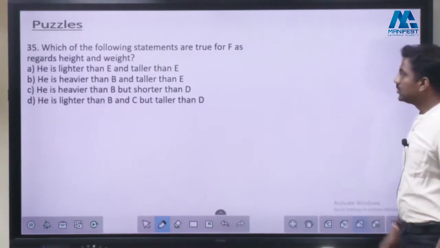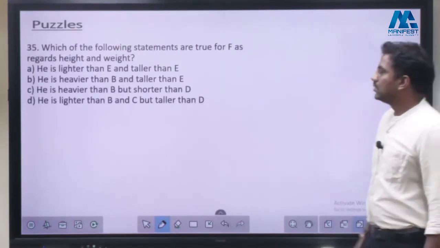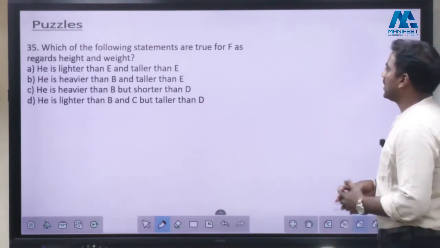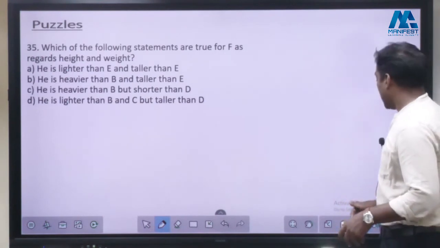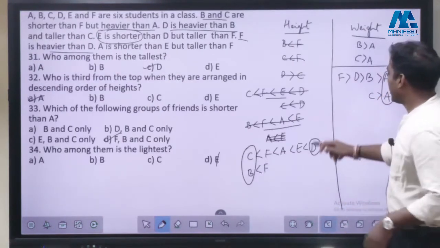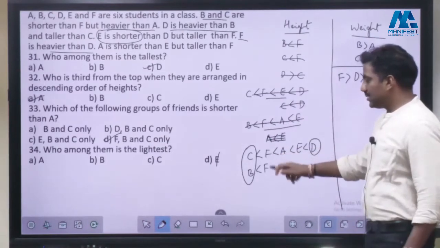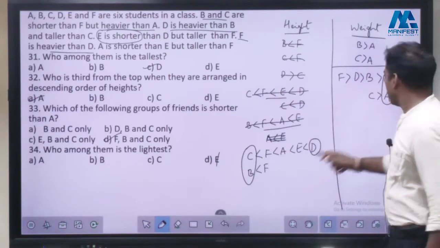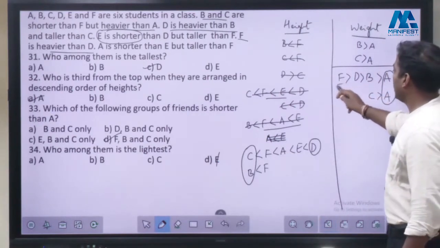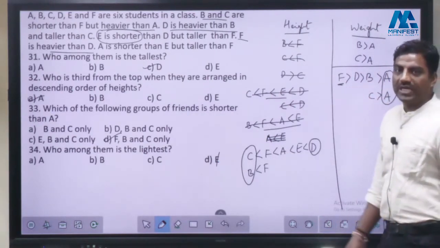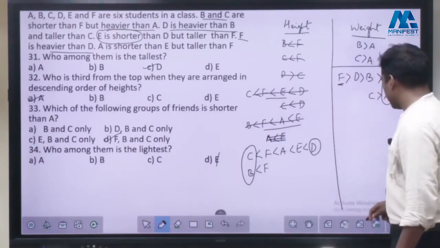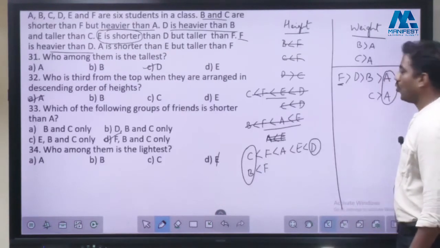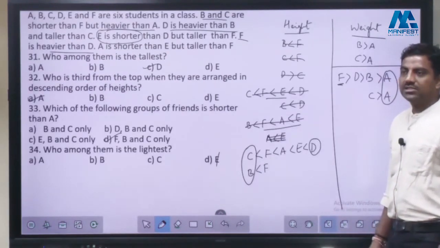Next one. Same question only. Which of the following statements are true for F as regards height and weight? F comes here. This is the third shortest. And so far, this is the highest in weight, but we don't know about E. So let us see. He is lighter than E. We don't know. E's fact we don't know.